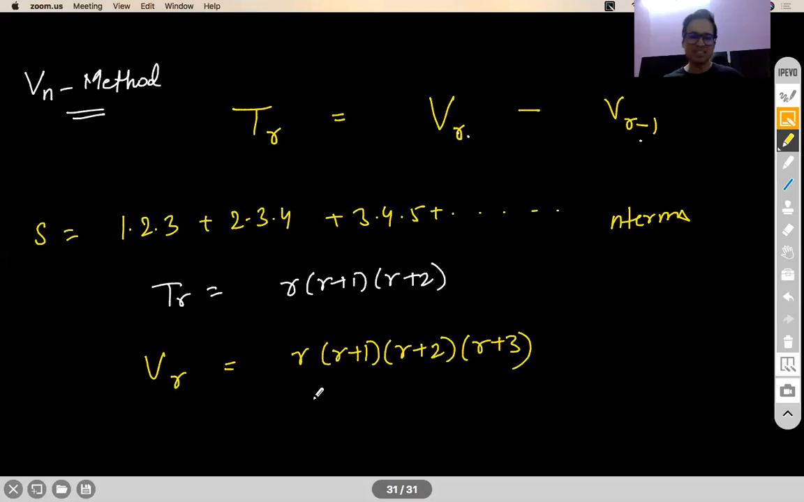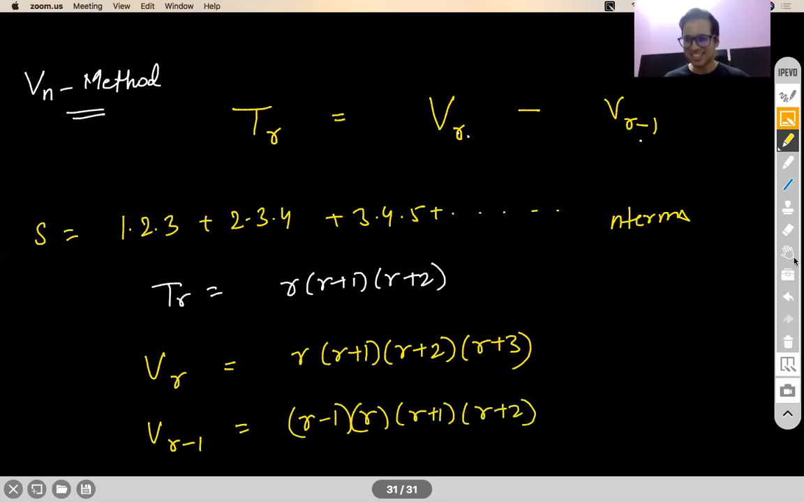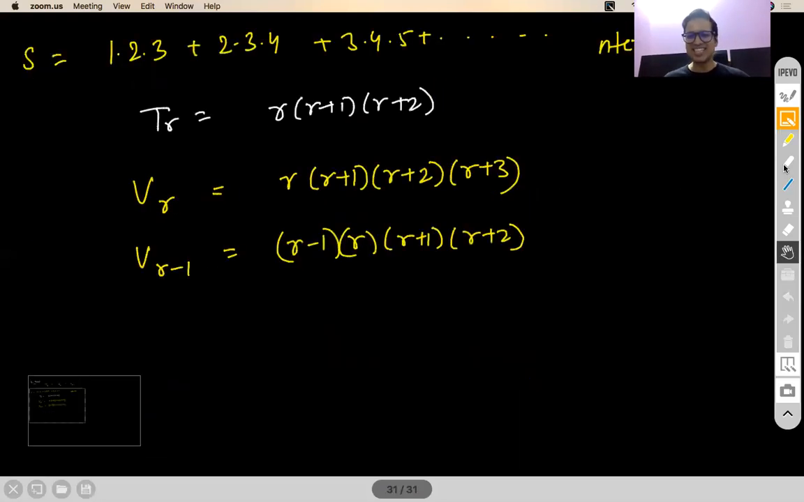So what I did was, this is R plus 1, R plus 2. I wrote one more term, R plus 3. Now see what I'm going to do. If this is VR, what is your VR minus 1? Your VR minus 1 will be R minus 1, R plus 1, R plus 2. Correct? Yes or no? Now take the difference of the two terms.